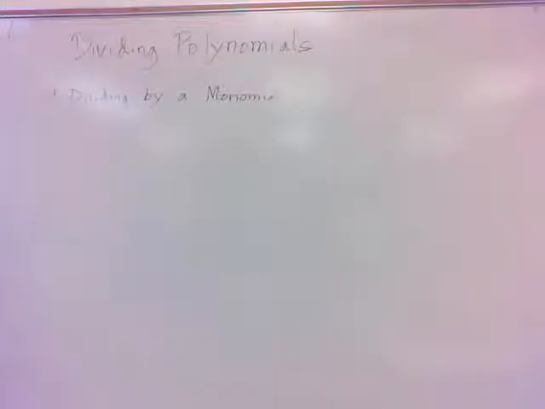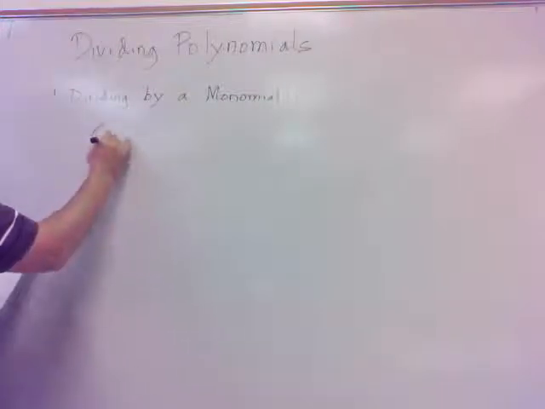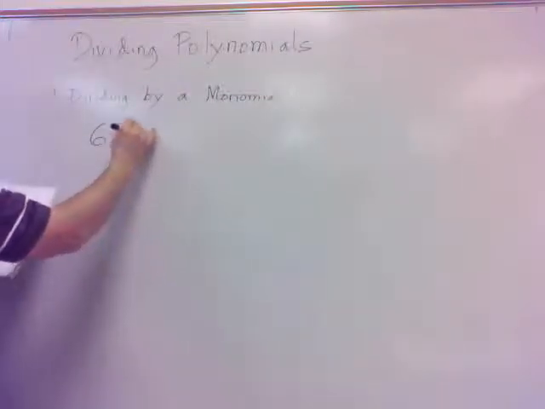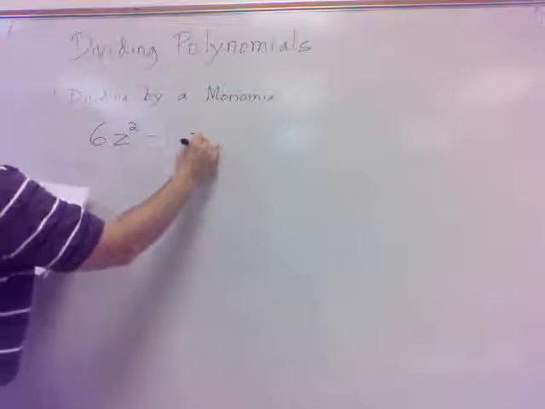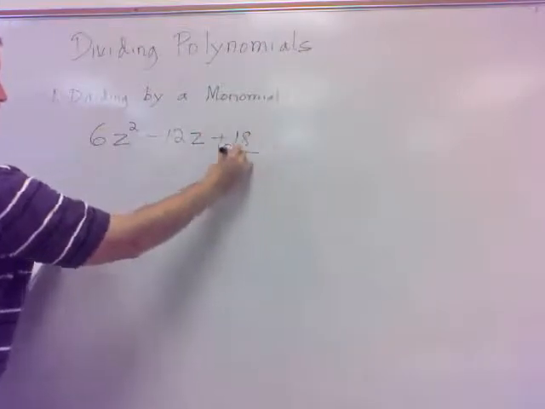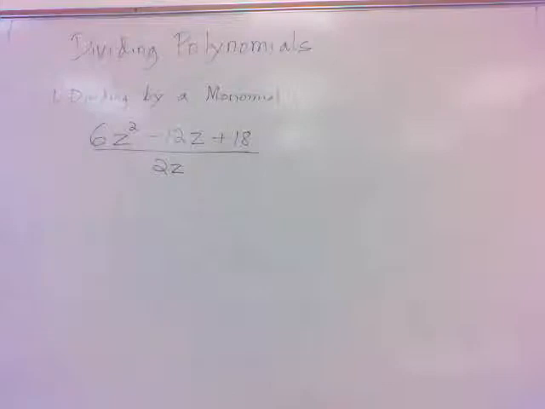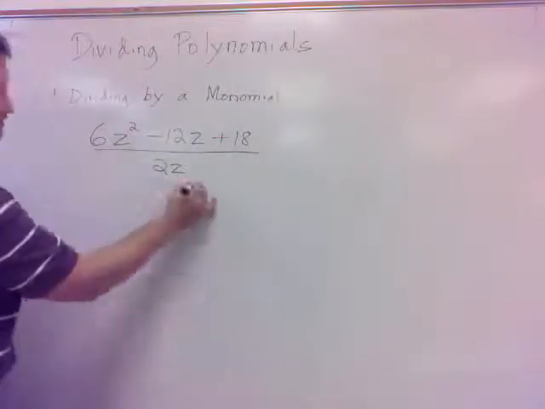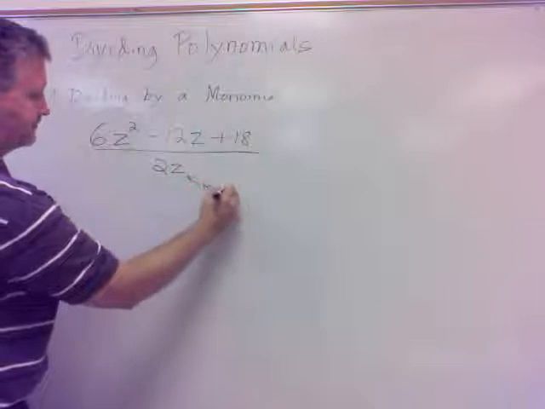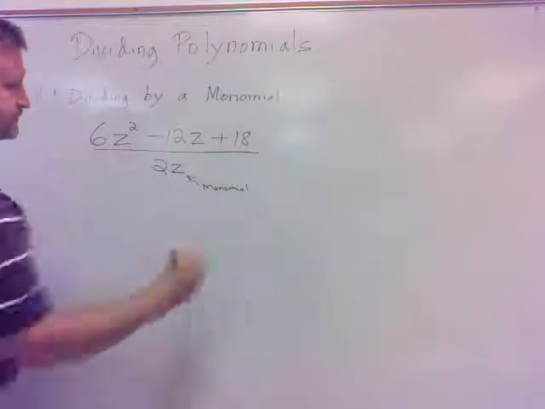So we're going to be dividing. The bottom here is going to be just a one-term deal. So let's say I divide 6z squared minus 12z plus 18 divided by 2z. That's a monomial on the bottom. So we're dividing by a monomial.